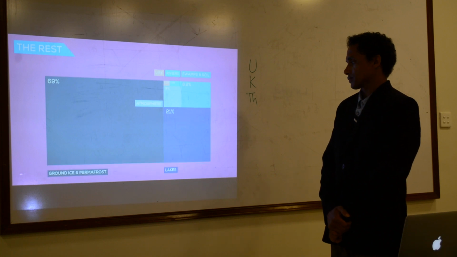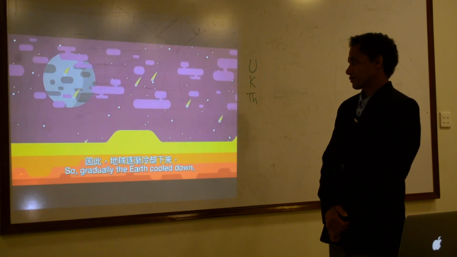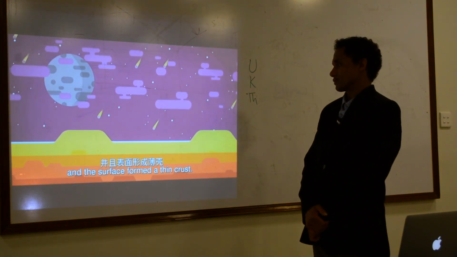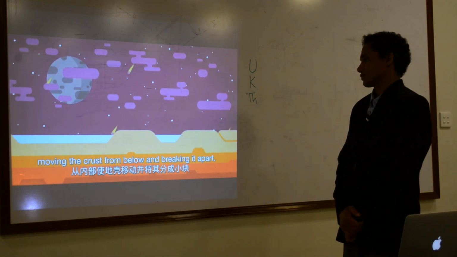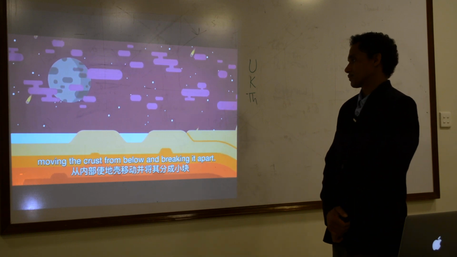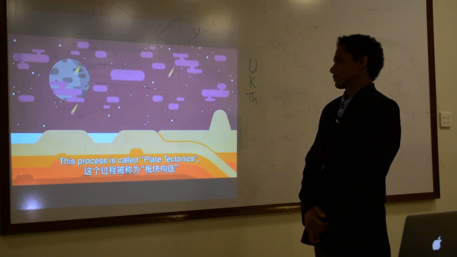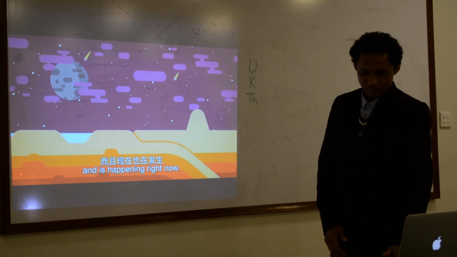living things. So, gradually the Earth cooled down, and the surface formed a thin crust. But inside the Earth, hot rock continued to swirl about, moving the crust from below and breaking it apart. This process is called plate tectonics, and is happening right now.